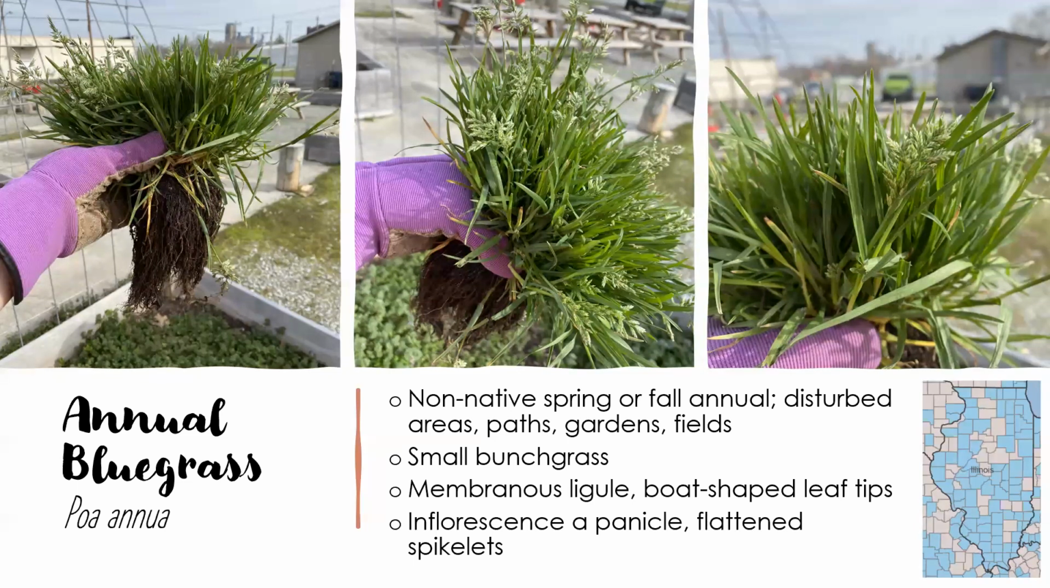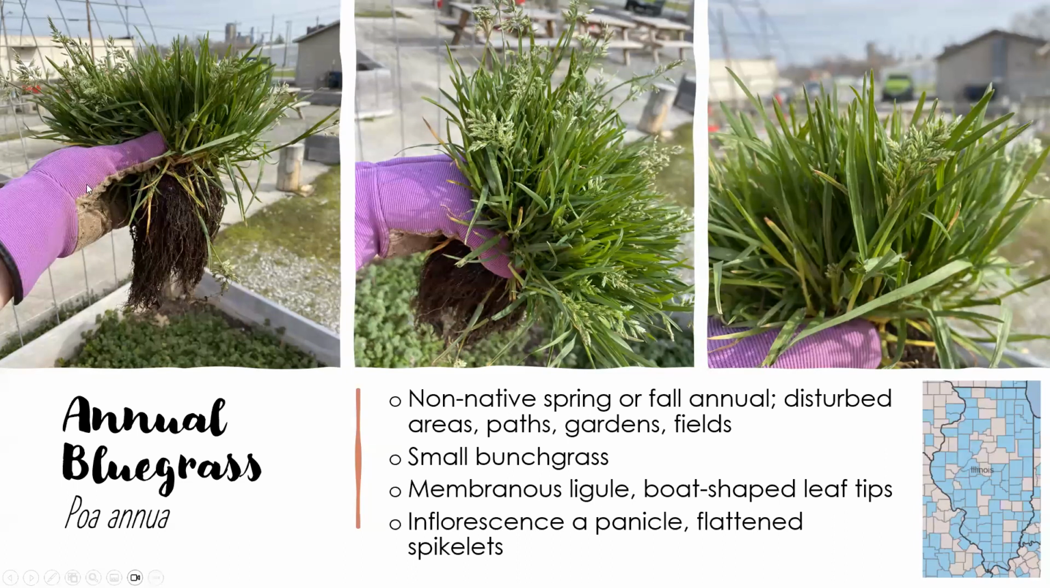It does have a membranous ligule, and another characteristic that you find in the bluegrasses in general is that they have something called a boat-shaped leaf tip. So if you picture in your head the front of a kayak or a canoe and how it has that tapered point, you can see that same shape here at the tip of the bluegrass. So you'll find that in Kentucky bluegrass, in Canada bluegrass, annual bluegrass, all of the something like 18 species of bluegrasses that we have in Illinois.